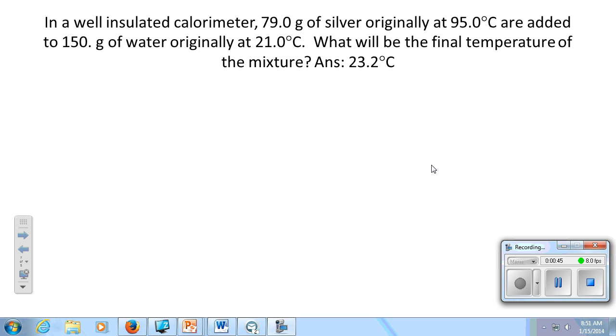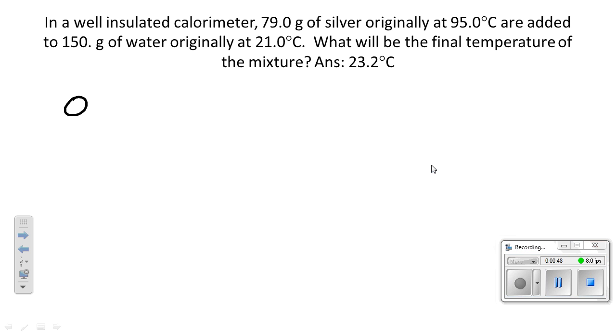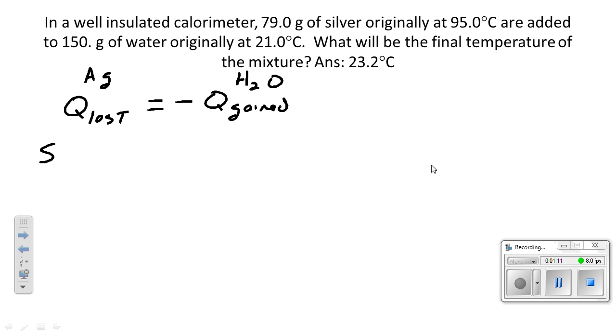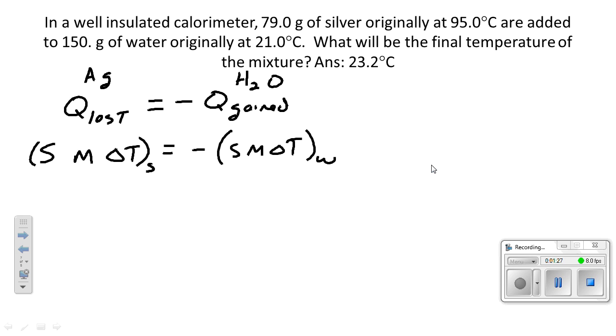So what we should expect, if we're putting hot silver into cold water, is that the Q that's lost by the silver will be equal to the negative of the Q gained by the water. So this is the silver over here, and this is the water. Q is just, as usual, S times M times delta T. So this would be, again, S and M and delta T, and let's put parentheses around that, for the silver. I'm going to use S for silver. And then over here would be the negative of S times M times delta T for W, for water.